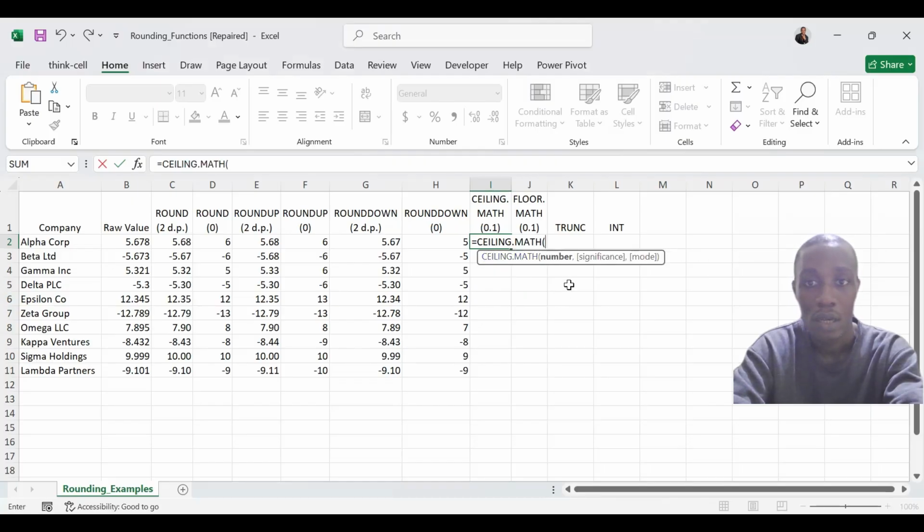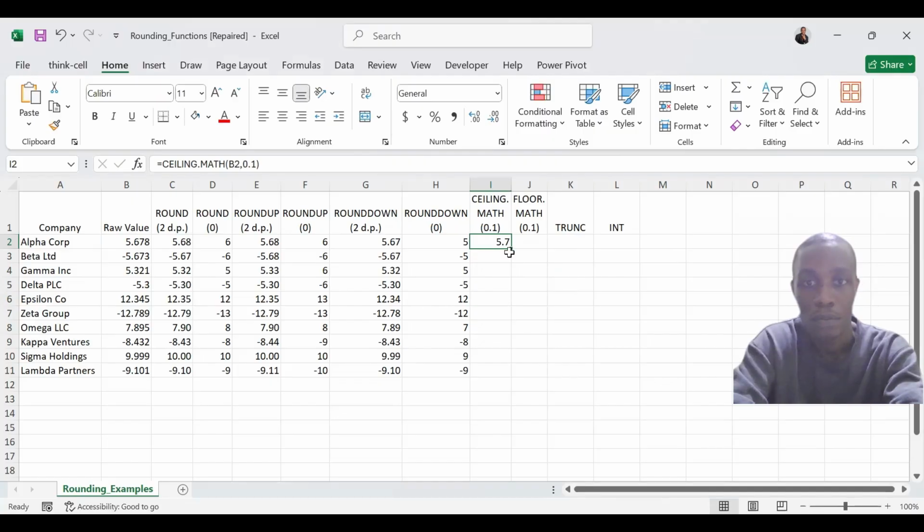So when we are selecting, we select the number, which is our raw value, and our significance. In our case, it's a 0.1. So we are rounding to this very place, which is just equivalent to 1 decimal. And then enter. So you can see that this actually rounds up and approximates. So this one now, which is a 6 having a 7 behind it, now becomes a 7.